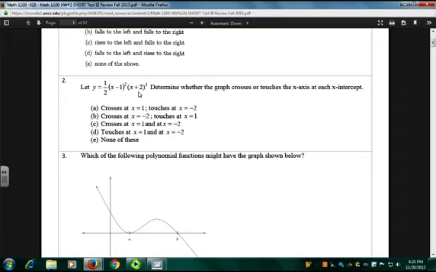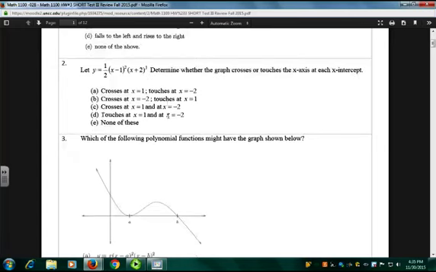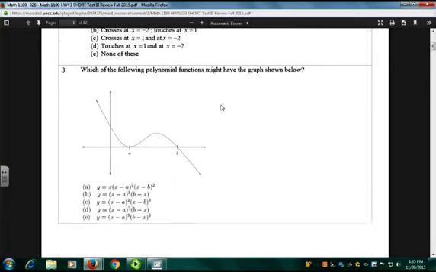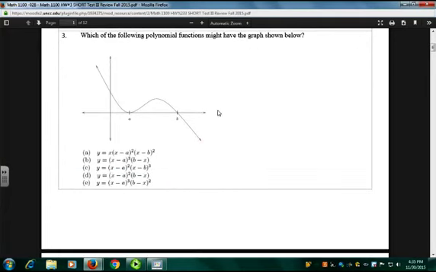All right, so with these guys, looking at the multiplicities, the 0 at 1 has a multiplicity of 2, which is even. The 0 at negative 2 has a multiplicity of 3, which is odd. So you can identify which is going to cross and where it's going to touch. And this one's kind of doing the same thing, but backwards.